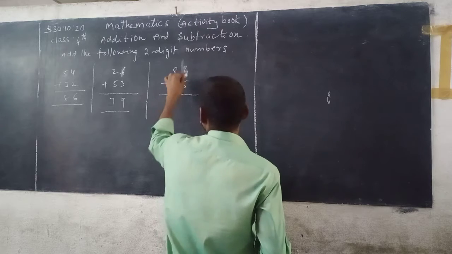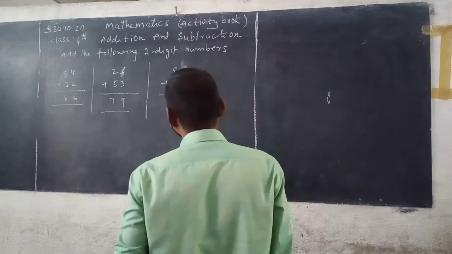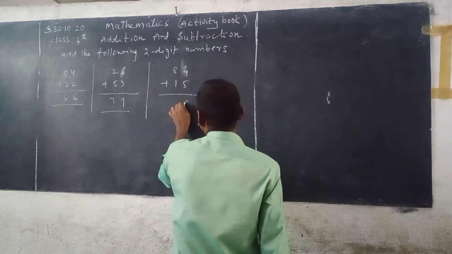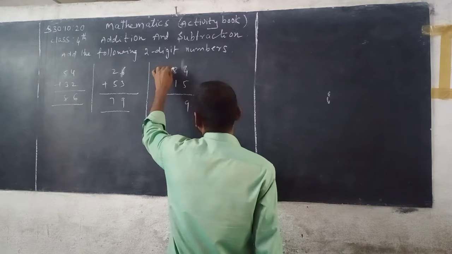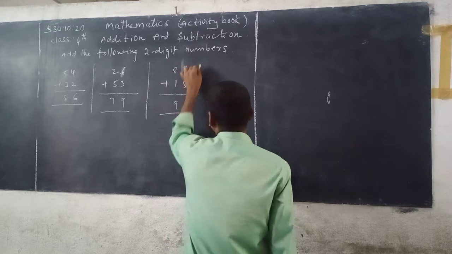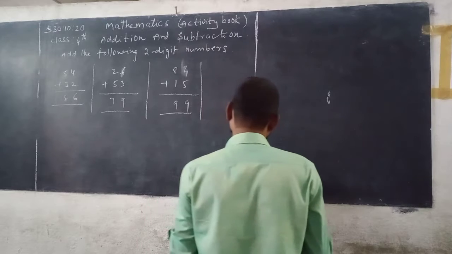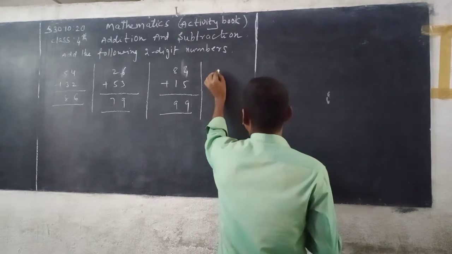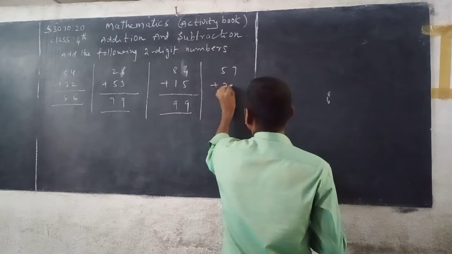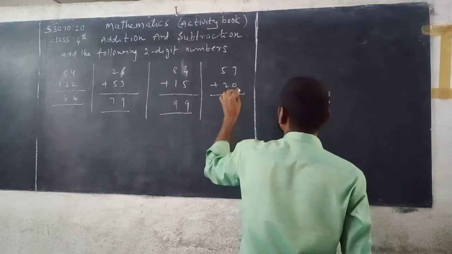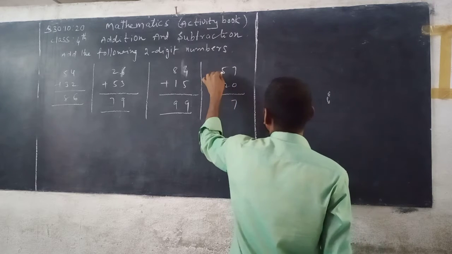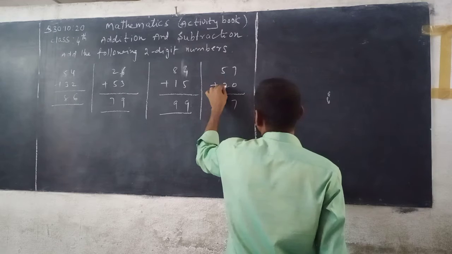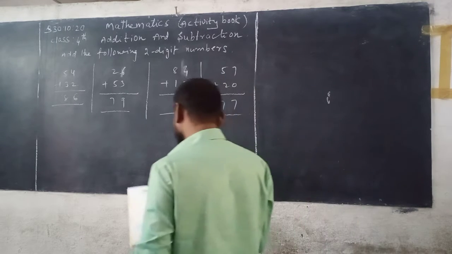Now next, 84 plus 15. First add the digits in ones place. 4 plus 5, 9. Next add the digits in tens place. 8 plus 1, 9. Sum is equal to 99. Next, 57 plus 20. First add the digits in ones place. 7 plus 0, 7. Next add the digits in tens place.